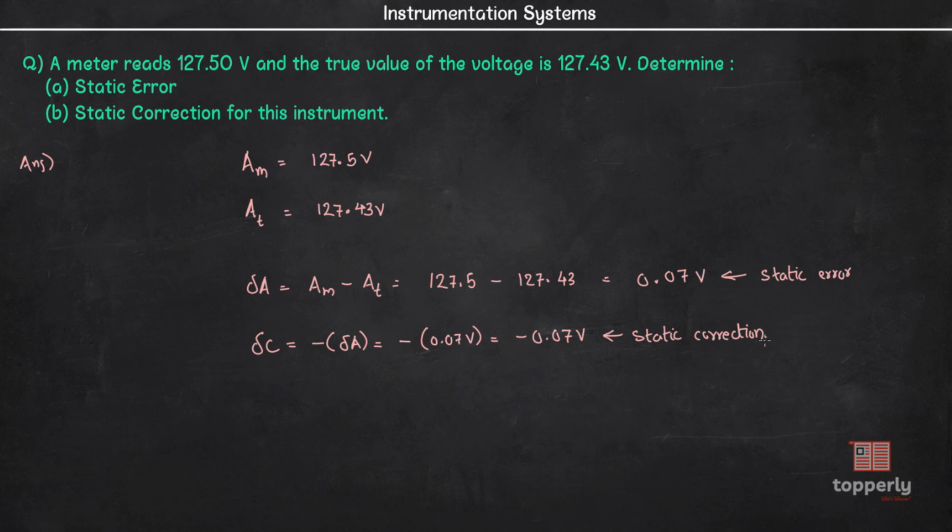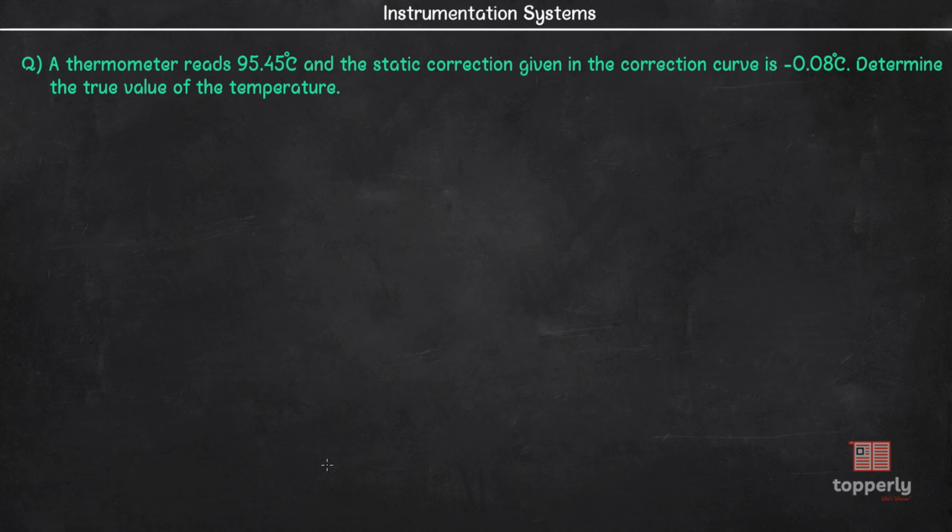Let us see one more example. A thermometer reads 95.45 degrees Celsius. Therefore, the measured value AM is equal to 95.45 degrees Celsius.